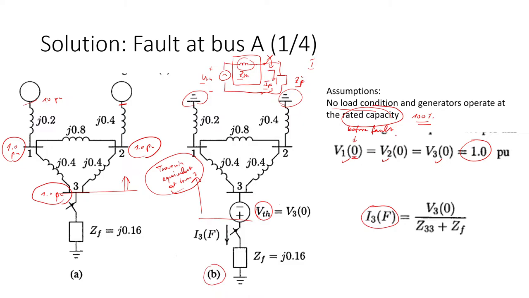Okay, so now you can see that the I3F, or fault current at bus 3, is V3 at time 0, which is 1.0 per unit, divided by the ZF plus Z33. This is the Thevenin equivalent impedance when you look at bus number 3.